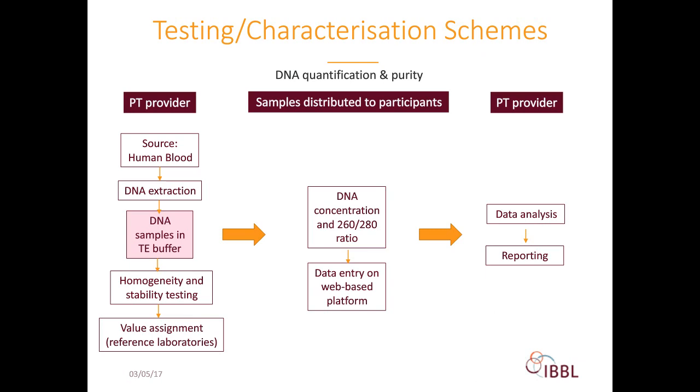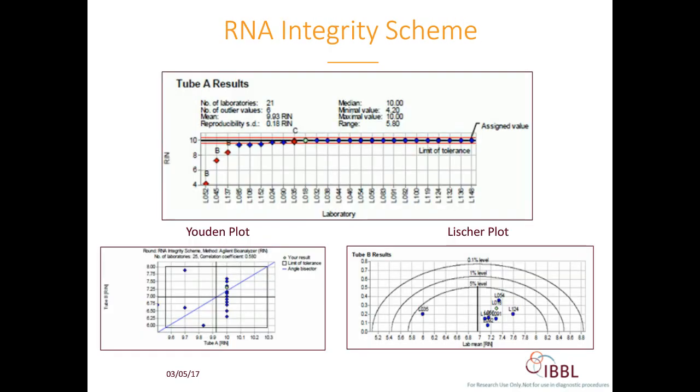In this case, what happens? The proficiency testing program provider prepares homogeneous and stable DNA aliquots. The participants receive such a DNA sample, measure the concentration and purity with their routine methods, and submit their measurements online. Again, the proficiency testing program provider does data analysis and provides a report where each participant can see how their results compare to those of all other participants.